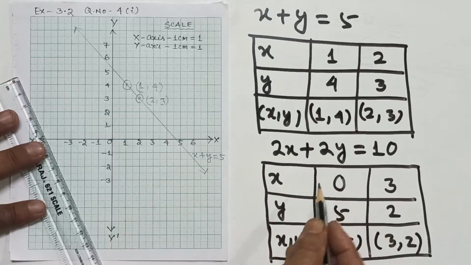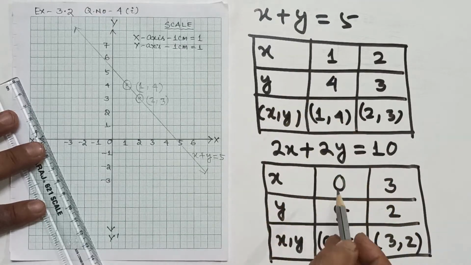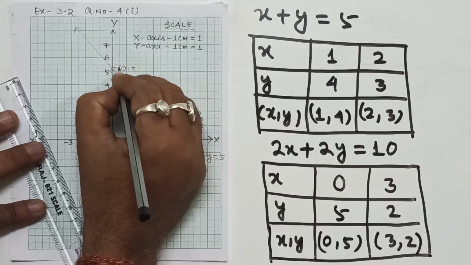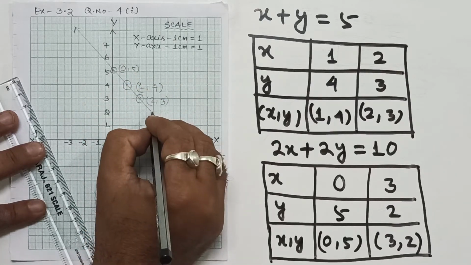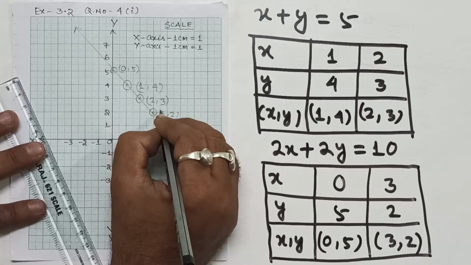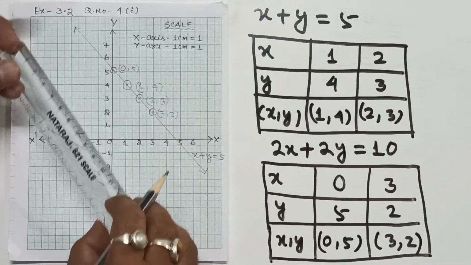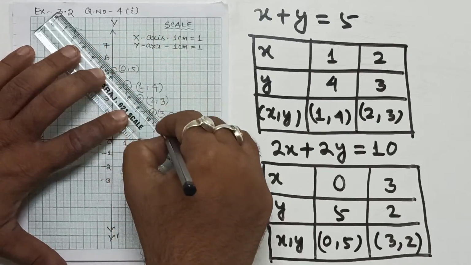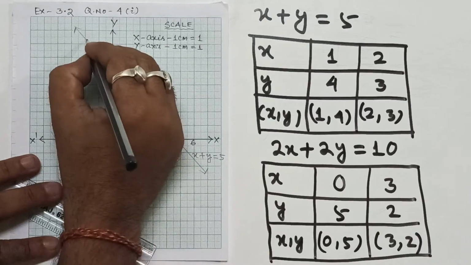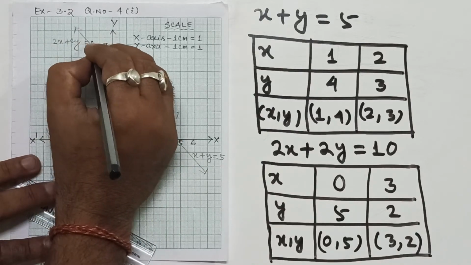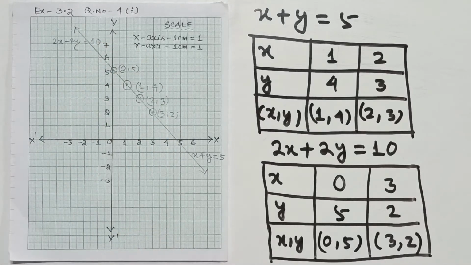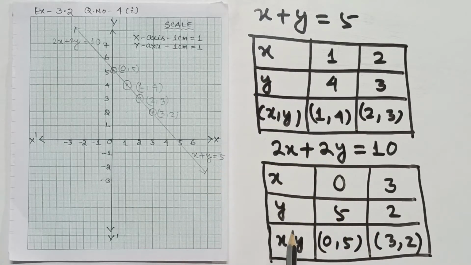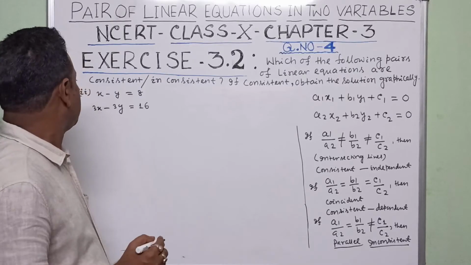Now the second equation, 2x plus 2y is equal to 10, just double of it, an equivalent equation. So the points are (0, 5) and another one (3, 2), on the same line. So again you will join these points; that is the same line we are drawing. So it is the same line: x plus y is equal to 5 and 2x plus 2y is equal to 10. So it has infinitely many solutions, because it is double of it, an equivalent equation, coincident lines.